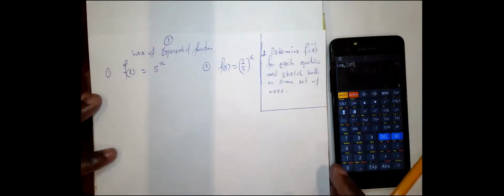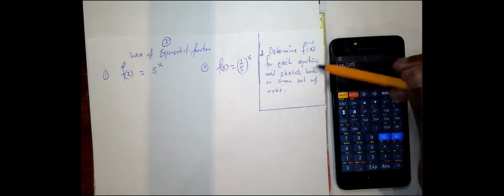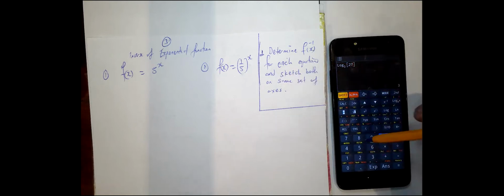Now it's telling us to calculate the inverse, determine the inverse of those two, and just do a sketch as well. So we've got two equations, determine the inverse for each equation and sketch both on the same set of graph axes. So let's see if we can do that.